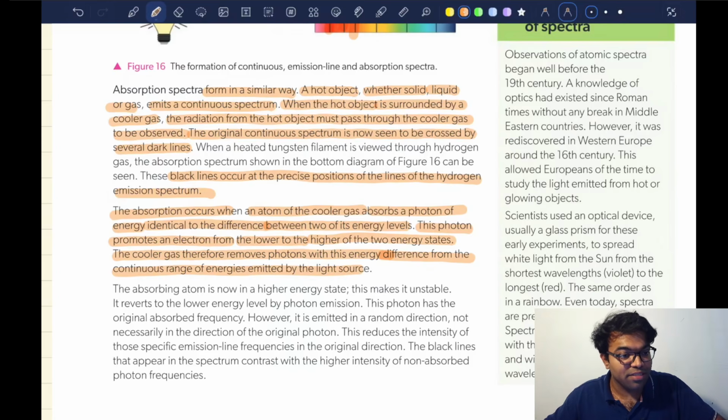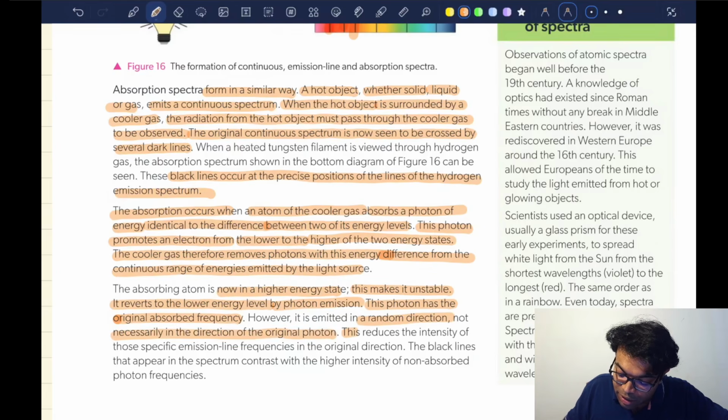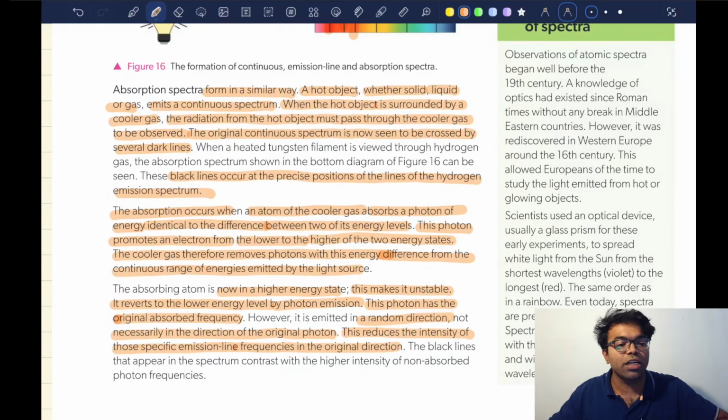The absorption spectrum is the proof that we need to show that there are permissible energy levels around the nucleus of an atom. Now let's see further. The absorbing atom is now in a higher energy state. This makes it unstable. It reverts to its lower energy level by photon emission. This photon has the originally absorbed frequency. However, it is emitted in a random direction, not necessarily in the direction of the original photon. This reduces the intensity of those specific emission line frequencies in the original direction.